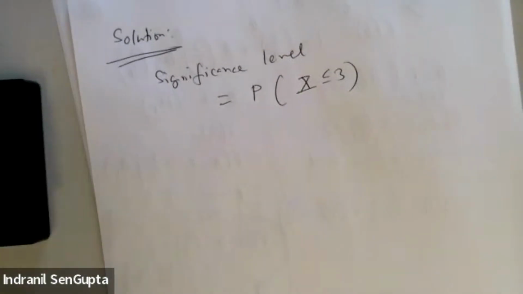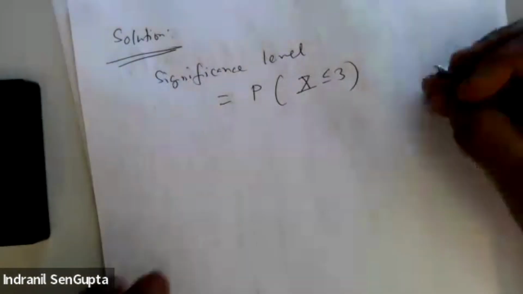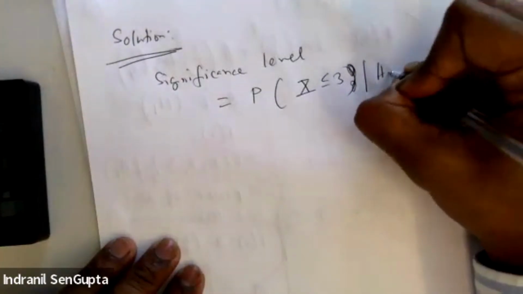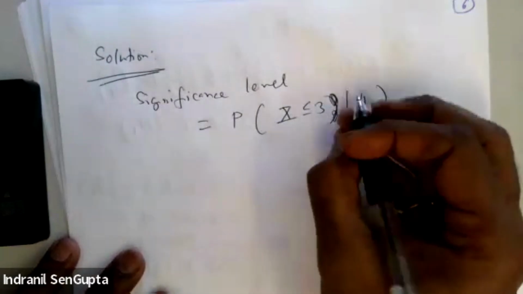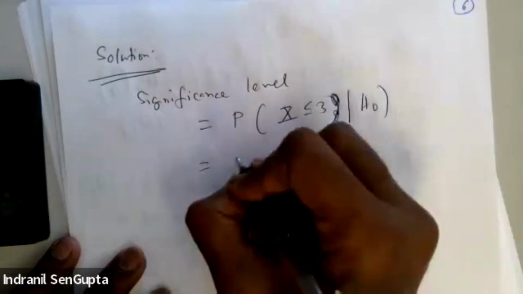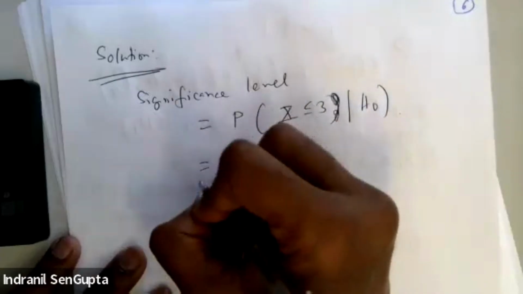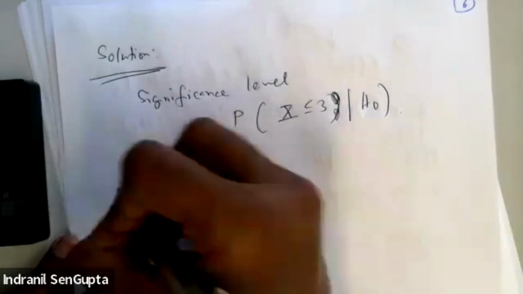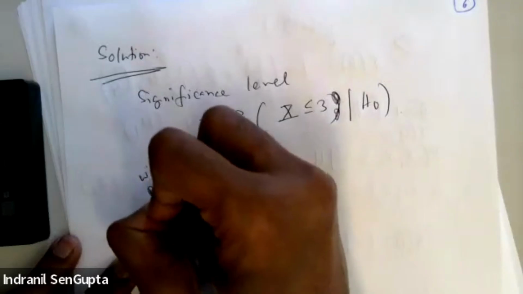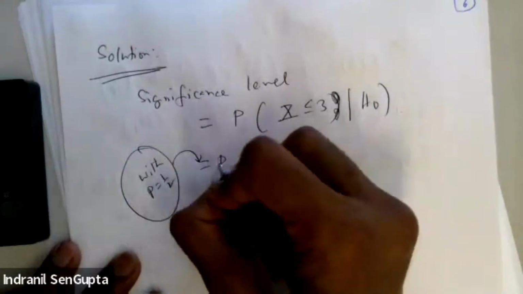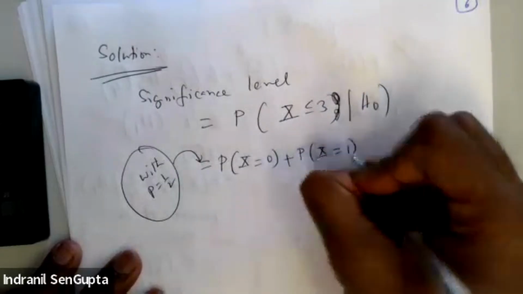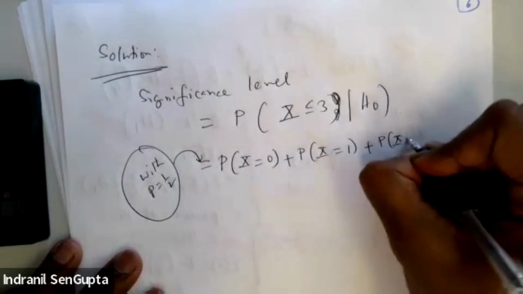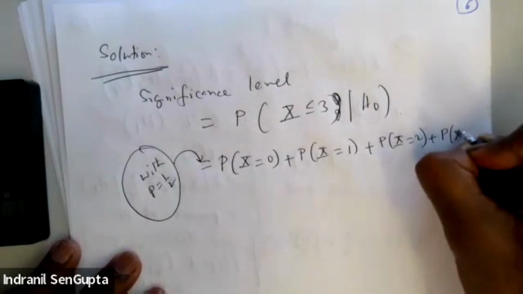Remember, what's the significance level? It's rejecting the null hypothesis when the null hypothesis is actually true. So basically, this is under H0, right? So in this case, p equals 1/2, the null hypothesis is true. So x value can be 0, x value can be 1, x value can be 2, and x value can be 3.